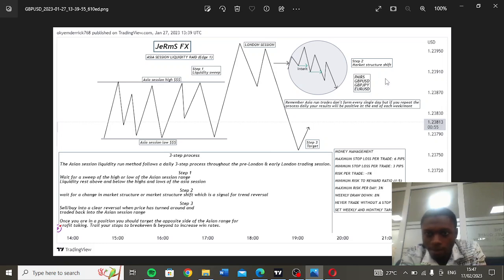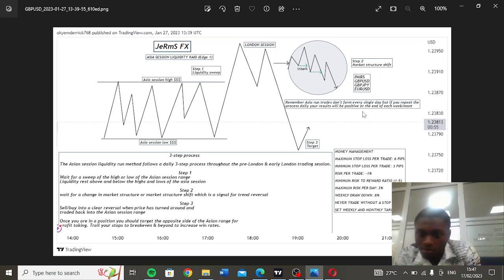These are the pairs I trade. I trade the GBP pairs and the JPY pairs at this time, and then the Euro dollar, because they are the most volatile pairs in the market and where the liquidity often takes place. So that's the Euro dollar, the GBP USD, Kiwi, Cable, whatever. That's pretty much it.